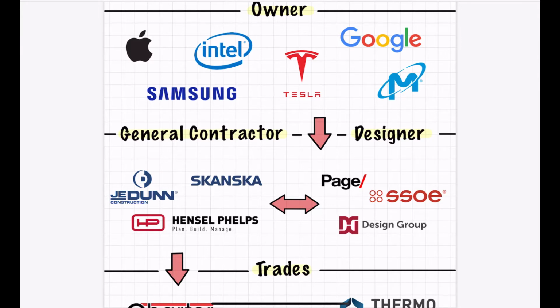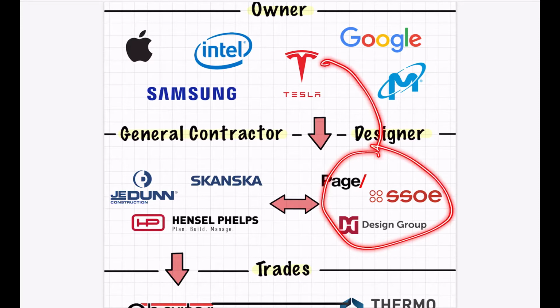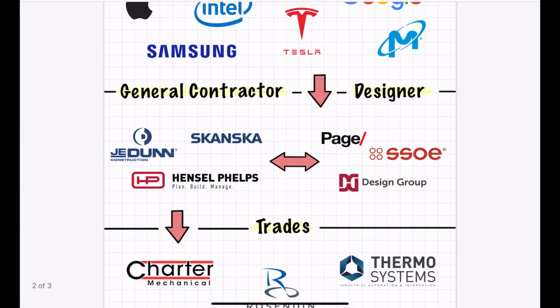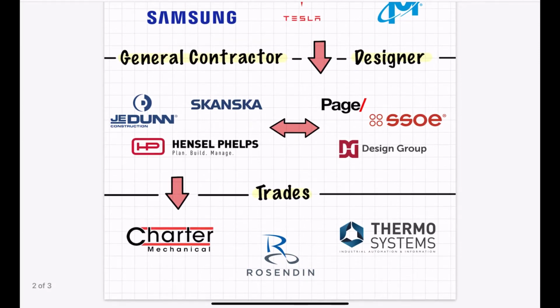So I have the little designer section. So we have Page, SSOE, Design Group. Sometimes, though, the owners, so a company, would work with a designer and have the blueprints already developed, and then together they go out and solicit bids from general contractors. So then the general contractors wouldn't be a part of design. But typically with these high-tech companies, you're going to be seeing a lot of design build.